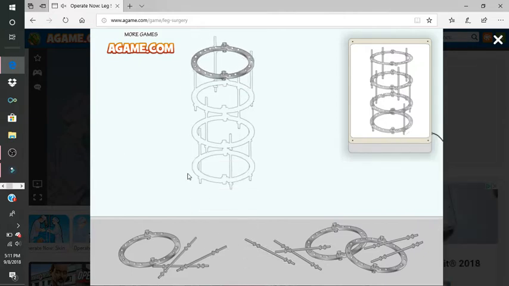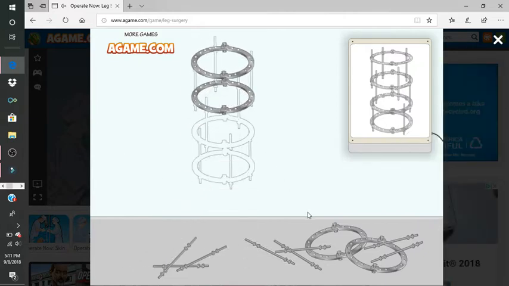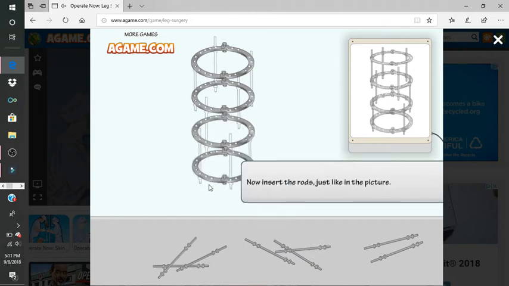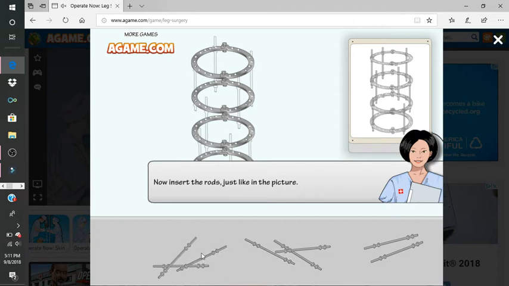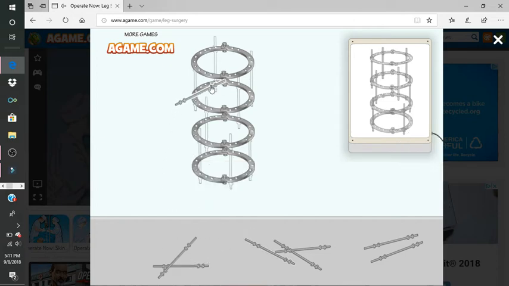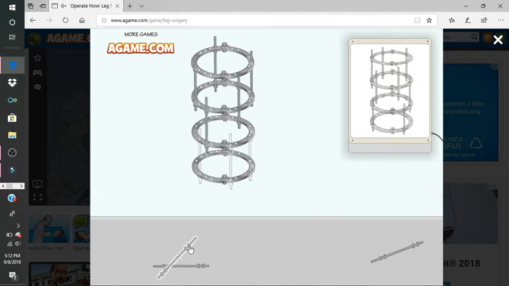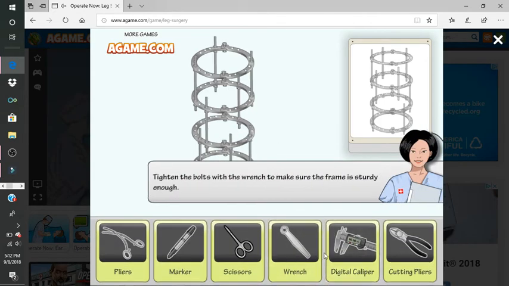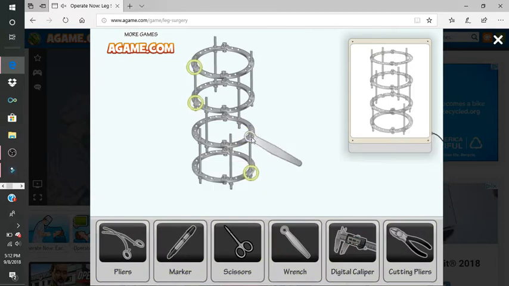So basically, you take the rings, place them all here. Oh, it's my bunny. She's licking my feet. Done. Alright, so now we need to take the wrench and we need to tighten all the bolts.